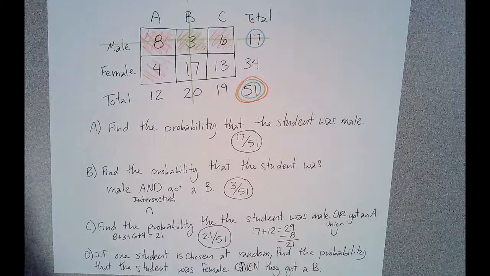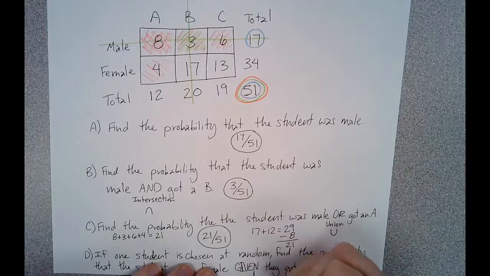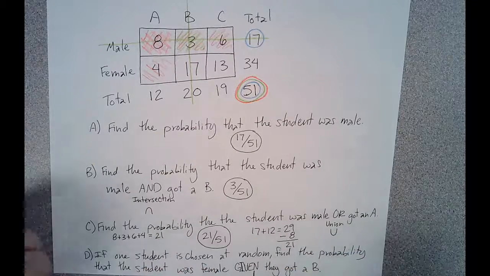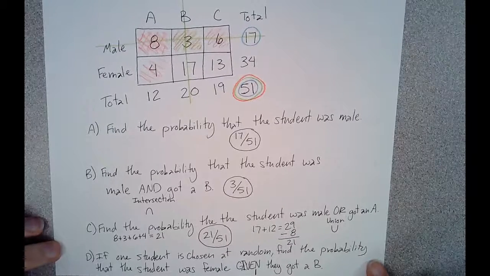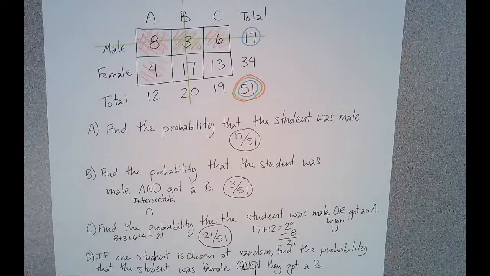So our last question is where the conditional probability comes in. It tells us "given" right here. Remember, sometimes the symbol that is used for "given" is just a straight up and down vertical bar. So if you see that vertical bar, you know that that is "given." And so we want to know female, given they got a B.